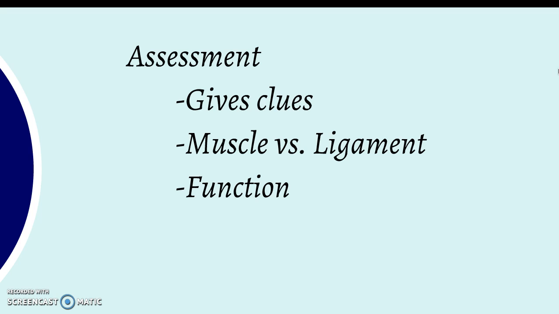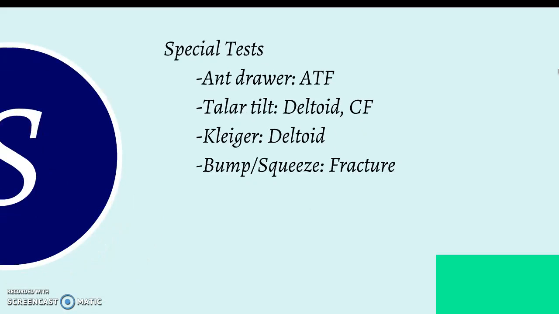Thirdly, palpation, but it is the assessment. It gives clues. So again, to the injury and what we're dealing with. So passive range of motion and strength is to differentiate between muscle versus ligament. And then look at the function. Are they able to walk out of the athletic training room? Do they need a boot? Do they need crutches? Do they need ice? Etc. and so on. And finally, special tests.